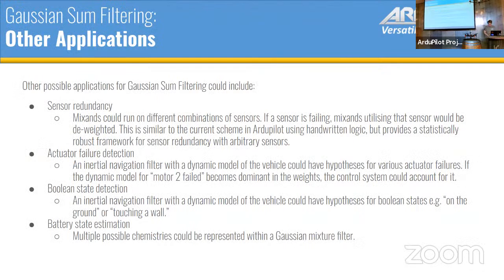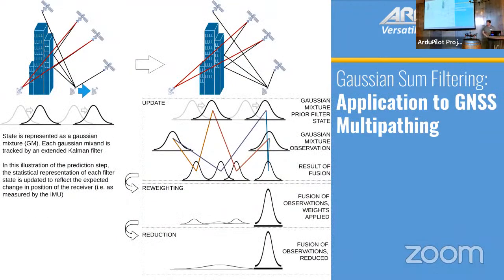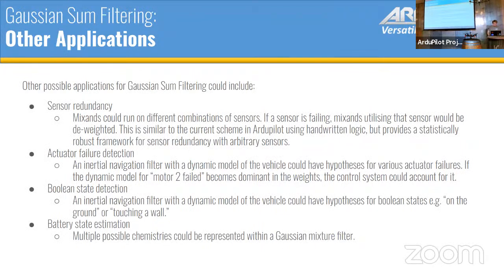So this is a bit of a moonshot. That would be potentially a lot of processing power, since you'd need a fair few filters to represent the probability distribution of the state in this case. So then just other applications that it could be used for are, we already talked about sensor redundancy. So mixtures could run on different combinations of sensors, and if a sensor is failing, mixtures that utilize that sensor would be deweighted. That could be inertial sensors, it could be any other type of sensor too.